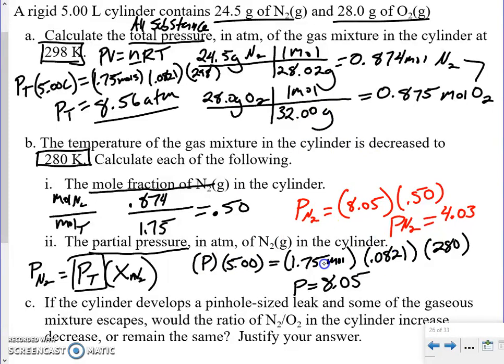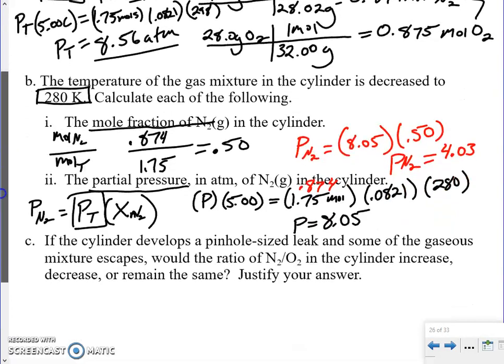Now, watch what happens if I go down here and fill this in with 0.874 for the moles of just nitrogen, and I take 0.874 times 0.0821 times 280 divided by 5. Guess what I get? About 4.02, which is essentially the same thing we just calculated. So either way will work. Obviously, the first way is a lot longer than the second way, but it just depends on how your brain thinks through material.